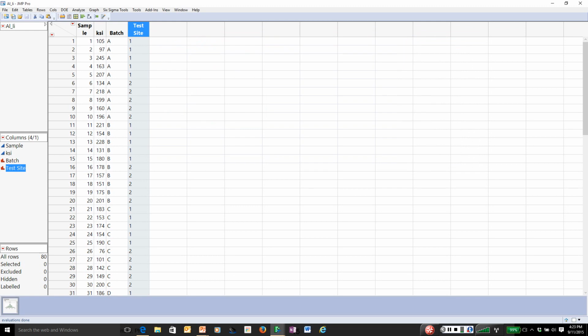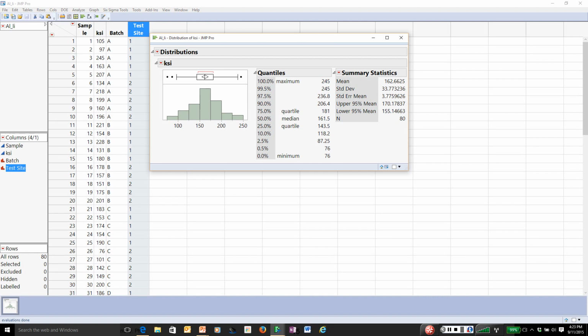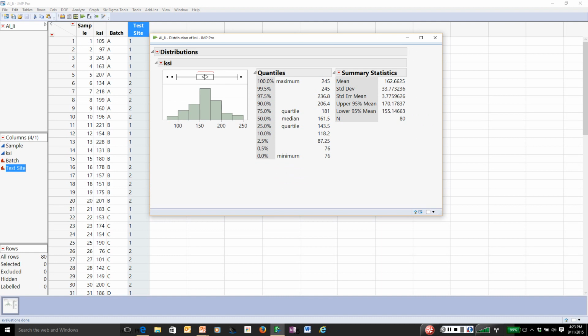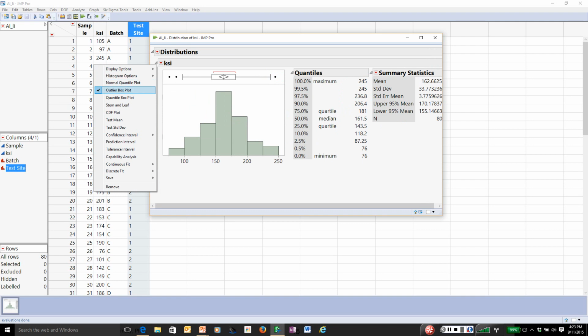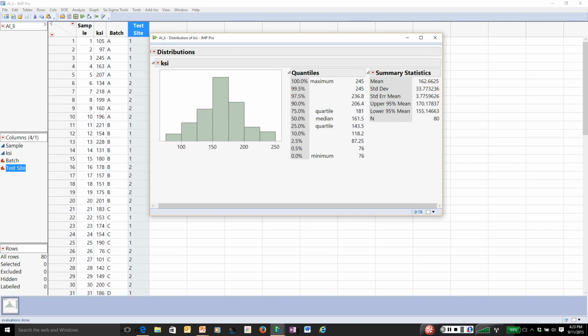I'm having a little trouble with my mouse right now. There we go. So I'm going to expand the histogram a little bit, and I'm going to get rid of what's called an outlier box plot. We'll talk about those later on.